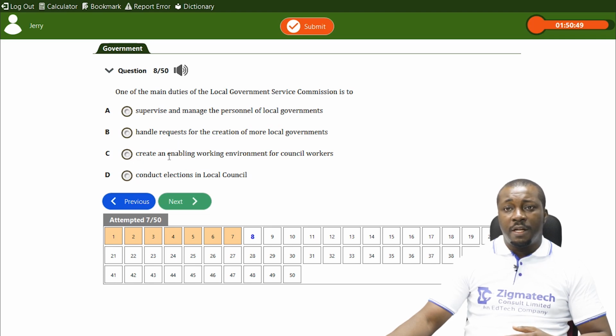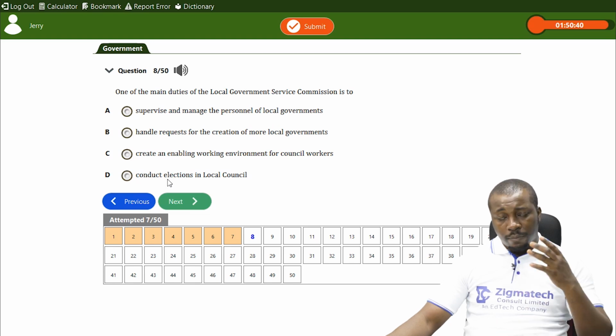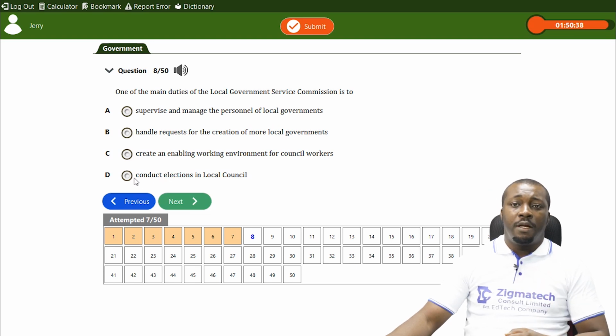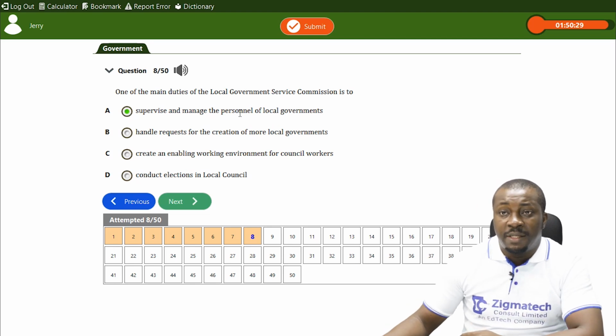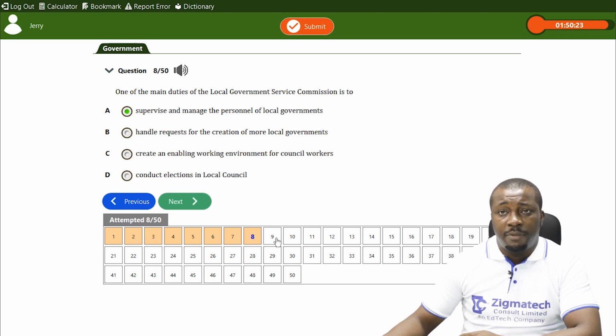C says, it creates an enabling working environment for council workers. D, conduct elections in local government council. Of course, the conduct of elections in the local government council is done by the state independent electoral commission. So the answer is A, which says supervise and manage the personnel of local government. That's their duty, personnel, especially the senior staff of the local government.